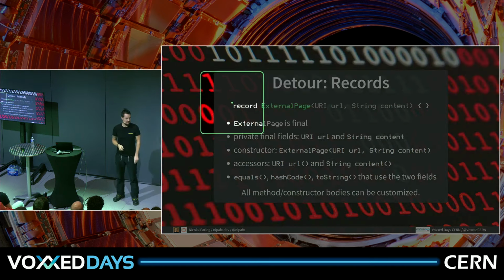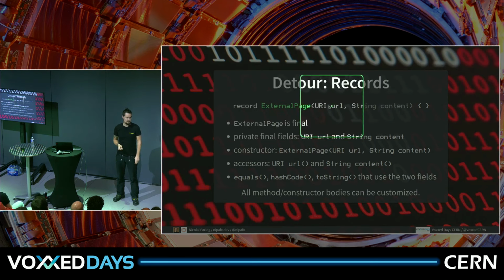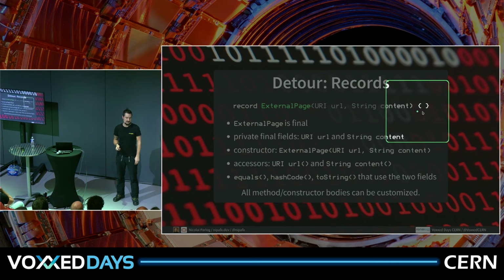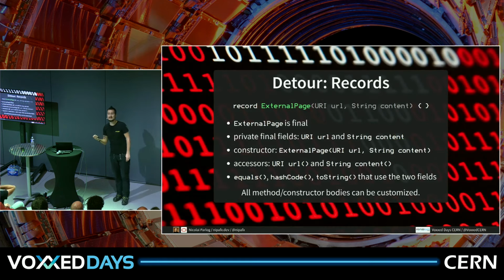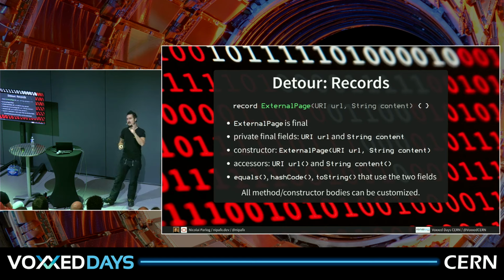This is how you create one. You say record instead of class. You put what's called components here, and then you get a bunch of stuff for free. Note that this is the rest of the body of the record. So the body is empty. Nothing else needs to be done. You can do more stuff, but you don't have to. The type is final. It gets private final fields for each component. It gets the accessors, which thankfully also don't use get. You get a constructor, and then you get equals, hashCode, and toString that use all components.